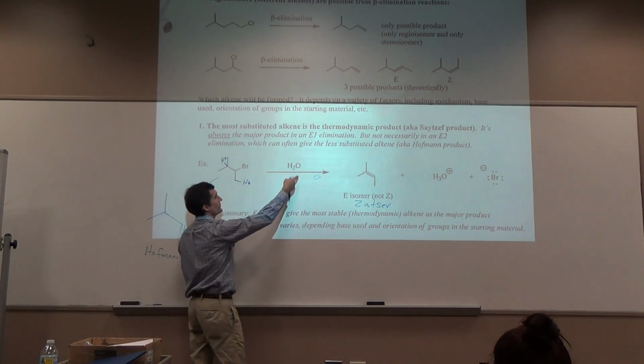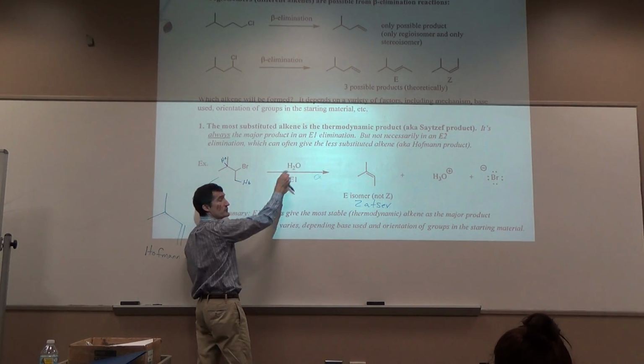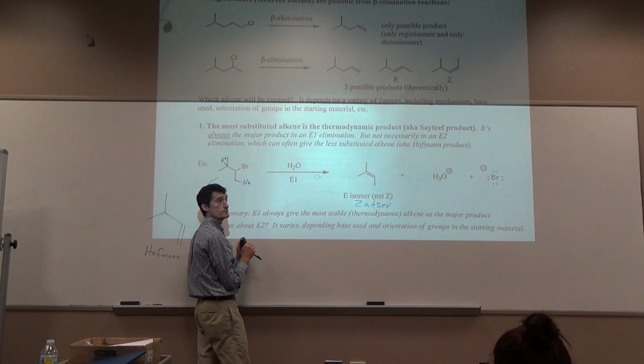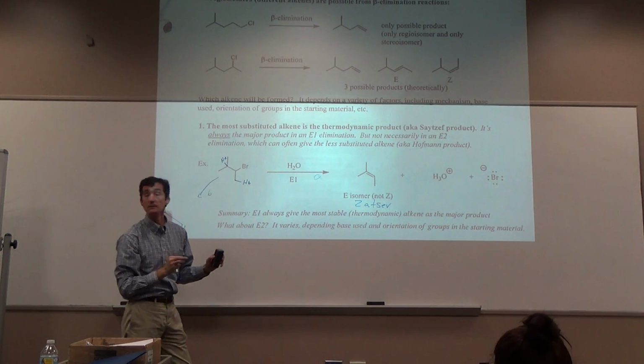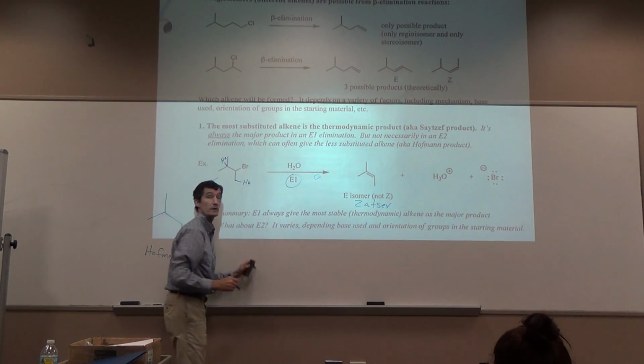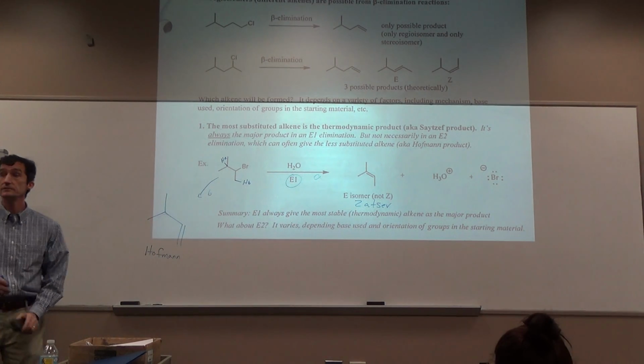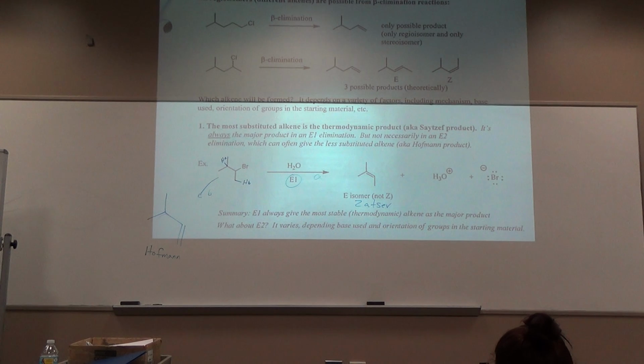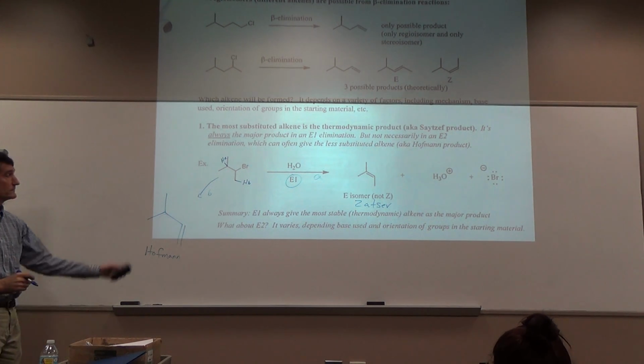What mechanism are we doing here? Do we have a strong base? No. So there's no strong base. What are we doing? E1. It's already up there. Which product does E1 give? Zaitsev. Most stable. That's why I drew it.